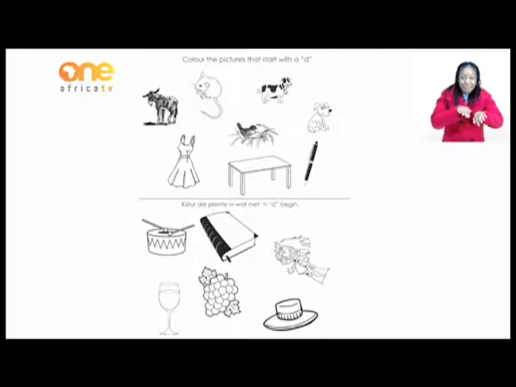Now I would like you to look at the pictures once more. Say the words and listen out to the beginning sound or the starting sound of each picture. Drum, book, diver, glass, grapes, or hat. Now find the pictures that begin with letter D or sound D, D, D, and color in the pictures.